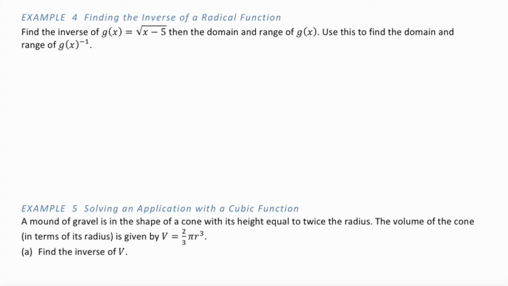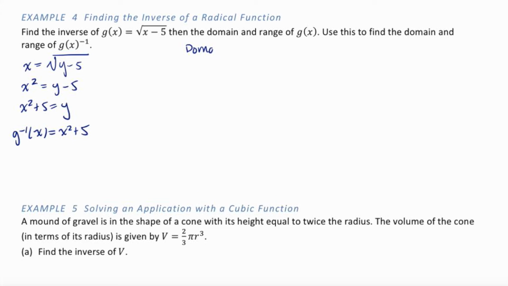So this question is asking a little more than we usually get. Let's start by finding our inverse. So we want to rewrite this as x equals the square root of y minus 5. So I have x squared equals y minus 5, or x squared plus 5 equals y. So g inverse of x equals x squared plus 5. Now, what is the domain? Let's write some things down. We want domain and range of both g of x and g inverse of x.